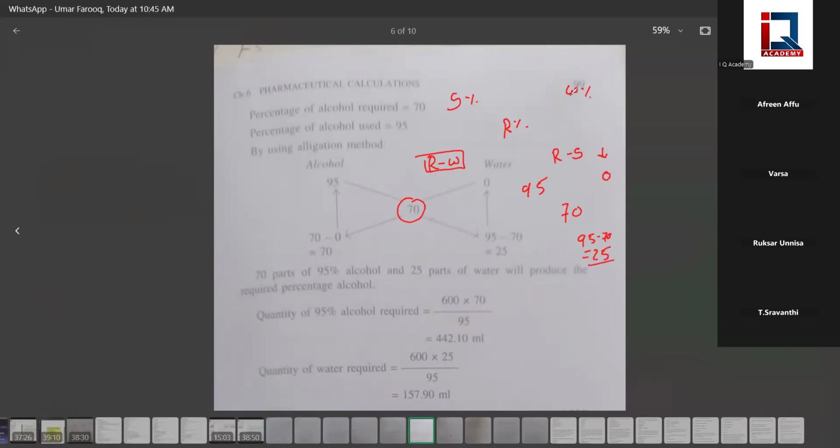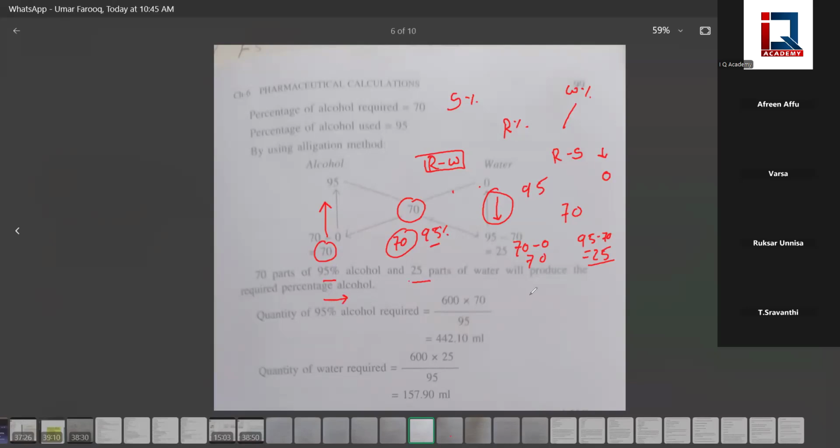Now here, required minus weaker, so 70 is required minus weaker is 0, that is 70. So 70 parts of alcohol and 25 parts of water mixed, I will get 70 parts of 95% alcohol. Got it? So 70 parts of 95% alcohol and 25 parts of water will produce the percentage.